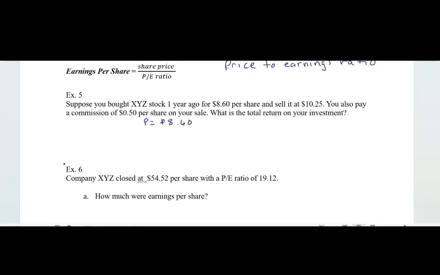What is A? A is how much the stock sold for minus the commission, which is 50 cents. All right, this is what your A is. So your A is $9.75. Now we can use the formula.